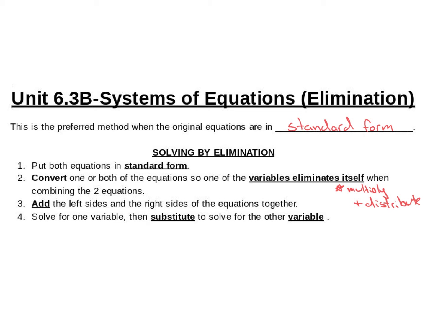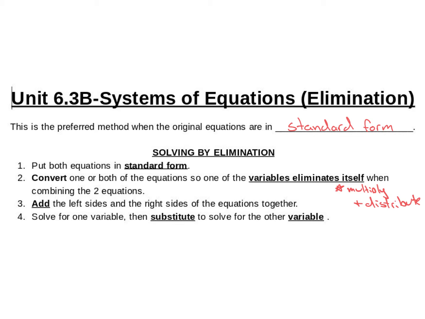So just to reiterate the steps of the elimination method, we're going to want to use this when it is in standard form. So we'll have x plus y equals a number, and we want both of those equations to have everything lined up. So if we're looking for steps, first thing is to make sure they are in standard form. If we have to solve to readjust, we can. And then secondly, we're going to be looking to convert and make sure one of the variables is going to eliminate itself.